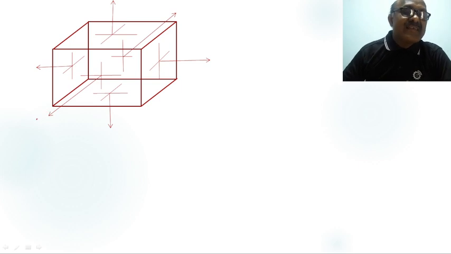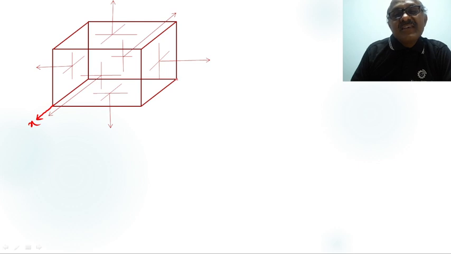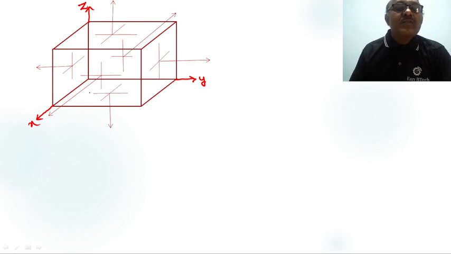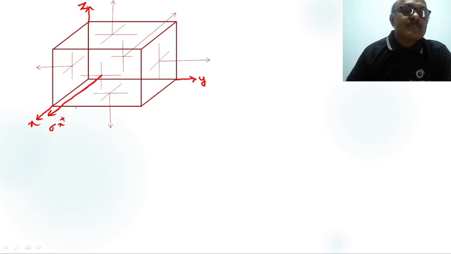Now this is the x-axis, my dear students, this is the x-axis. Now this is the y-axis. Now this one is the z-axis. Now here we are writing only the positive stresses acting on the positive faces only. Now this is sigma x plus. Now this one is tau xy plus.